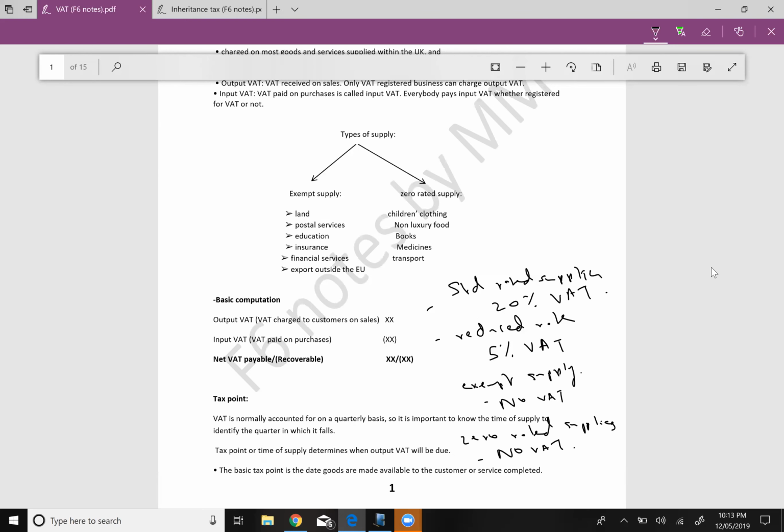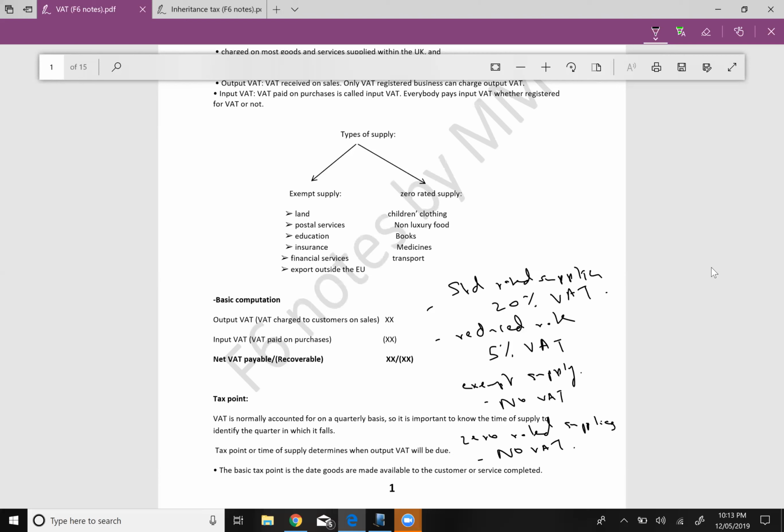Now, so we have 4 types of supplies. One is standard rated supply. On standard rated supply, you will pay 20% VAT. Then the second one is reduced rated supply. On reduced rated supply, you have to pay 5% VAT. Then the third one is exempt supply. On exempt supply, you will pay no VAT.